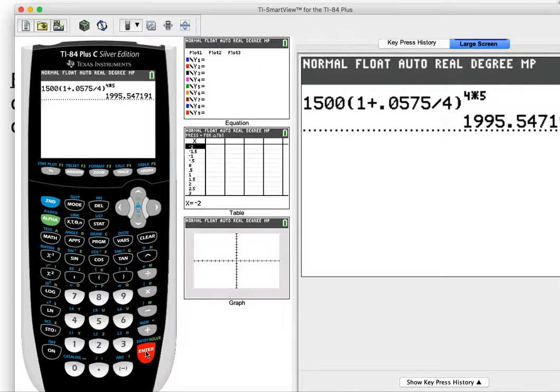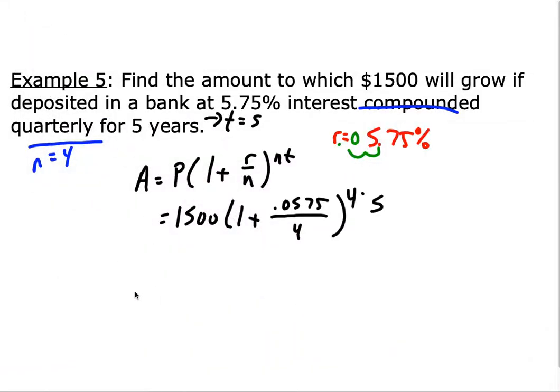So again, round to the nearest penny, so $1,995.54 or 55 cents. The third place over there is a 7, so you're going to round that 4 up to a 5. Notice I'm labeling that with the dollar sign there, so we know it's money.